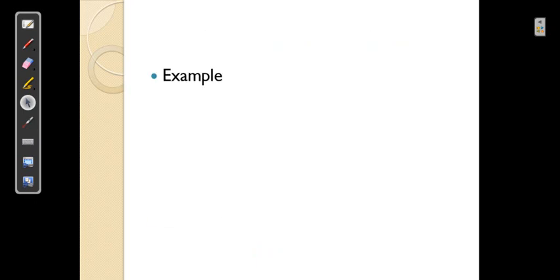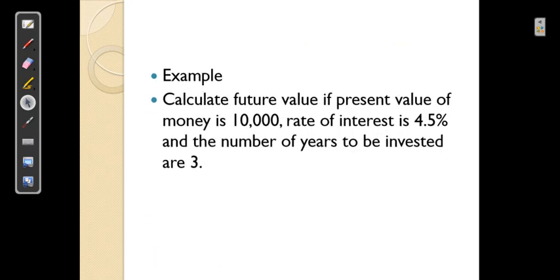Let's try to work out with the help of a straight example. So supposingly you have to calculate future value of money. If present value of money is given as rupees 10,000, the rate of interest is 4.5% and the number of years to be invested are 3. What would you do? You will just put all these figures in the previous formula.